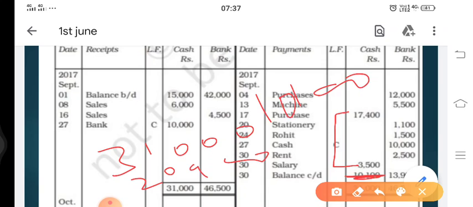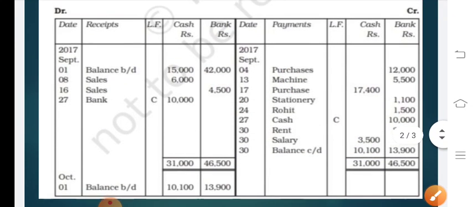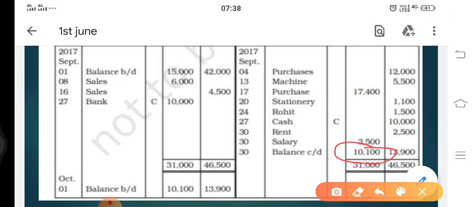That on your debit side the balance is 31,000, but on the credit side the balance is only 20,900, which means you have received a total of rupees 31,000, out of which you spent only rupees 20,900, which means you are left with a balance of 10,100, and this is your balance carried down. This is your closing balance which is left with you at the end of the month. Right, students?